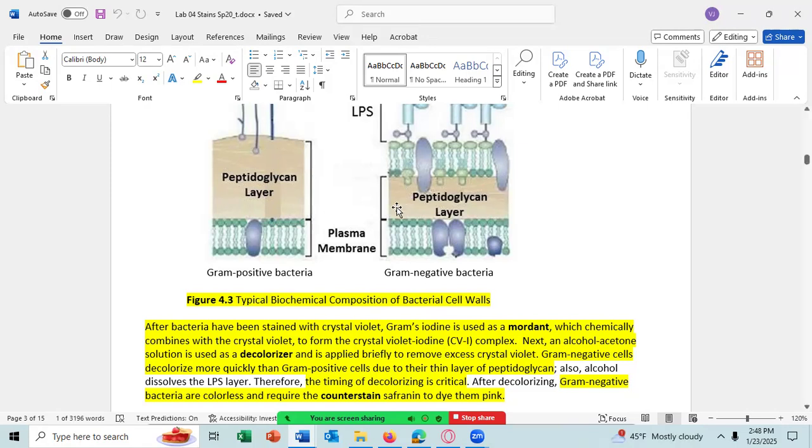After you pull out the crystal violet from the gram-negative cells, the bacteria are colorless, and that's why we apply safranin as a counterstain to color the colorless cells, and they will pick up the color pink. Any question about any of that?